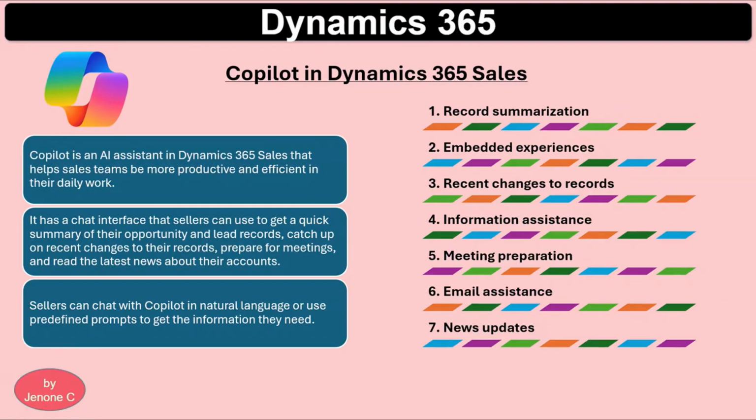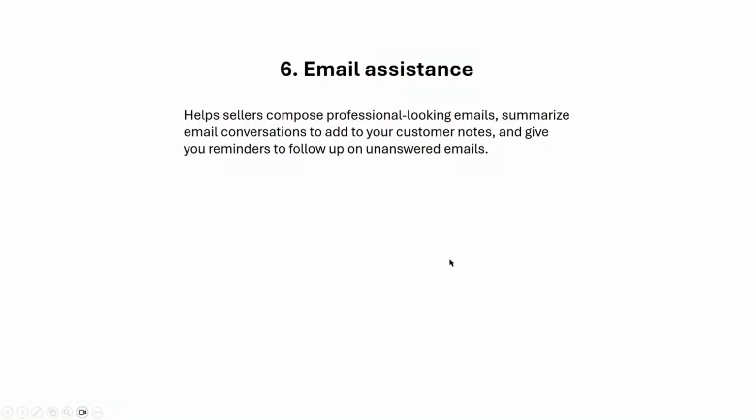If you have not watched the previous two videos, I would request you to watch those two videos and come back to this video to understand all the 7 features of Copilot in Dynamics 365 Sales. The sixth feature is email assistance. This will help the sellers compose professional looking emails, summarize email conversations to add to your customer notes, and give you reminders to follow up on unanswered emails.